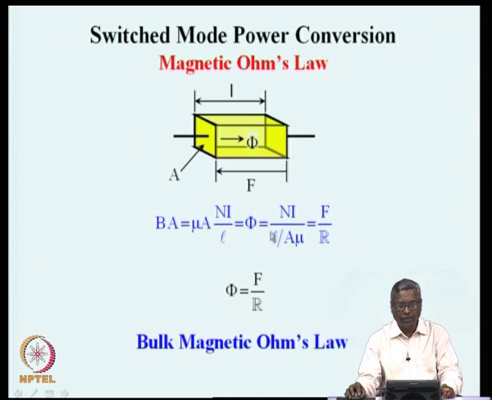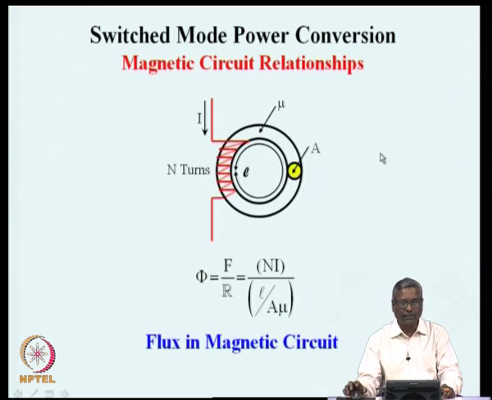over A mu. This quantity is defined as the reluctance of the magnetic circuit, and we see that the flux in a magnetic circuit is related to the ampere turns and the reluctance. Flux is equal to ampere turns, which is setting up the field, divided by the reluctance of the magnetic circuit. This particular equation is known as the bulk magnetic Ohm's law, and this is one of the equations which we use in order to design a suitable magnetic circuit.